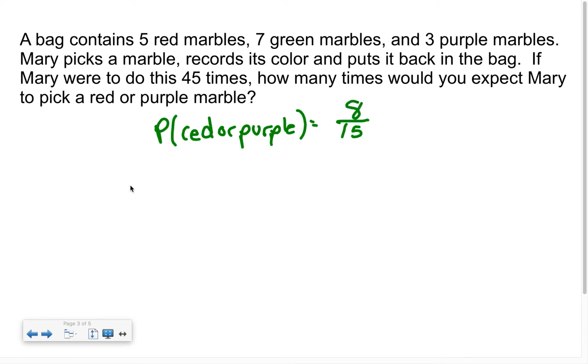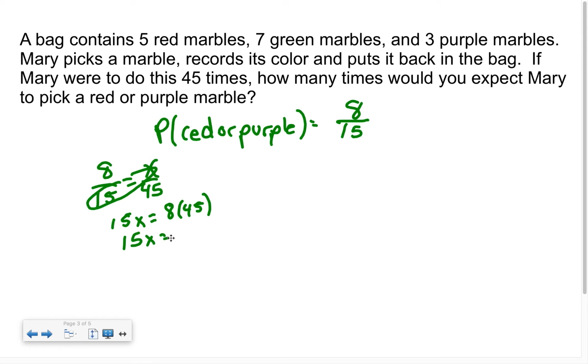Okay, so again, we could set up a proportion. We have 8 over 15 equals x out of 45. Okay, we can cross multiply. We get 15x equals, if we have 8 times 45, bring down the 15x. 8 times 45 equals 360. Divide by 15, divide by 15, and x equals 24. Okay, so we would expect it 24 times.